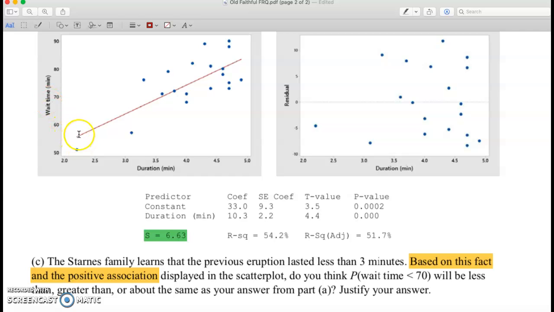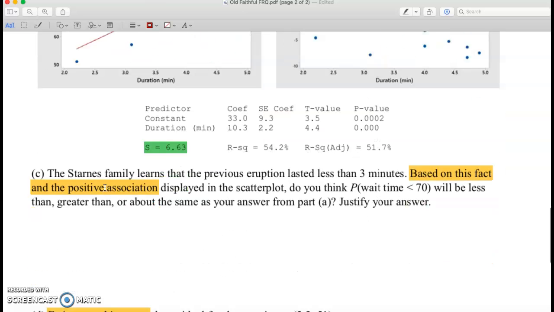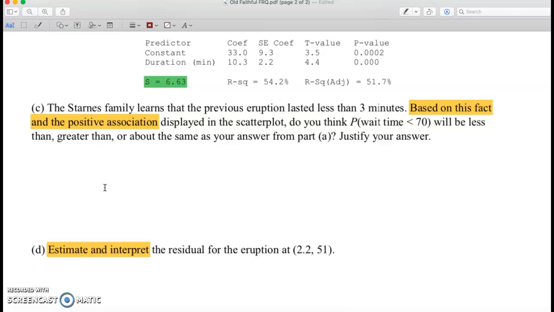The predicted wait time would be up here on the line. The actual wait time is where the blue dot is. So you can say it two different ways. You can say the model overestimated it by about 5, or you can say the actual wait time was about 5 below what was estimated. You can say it a couple different ways.